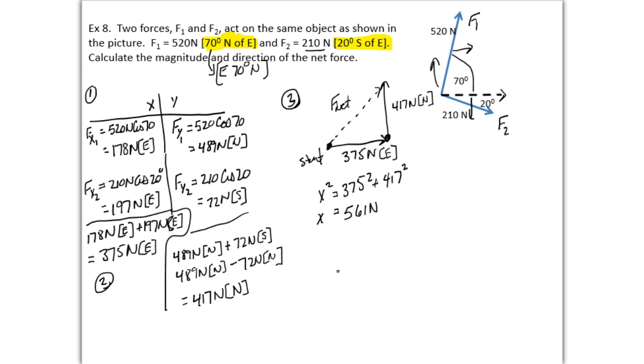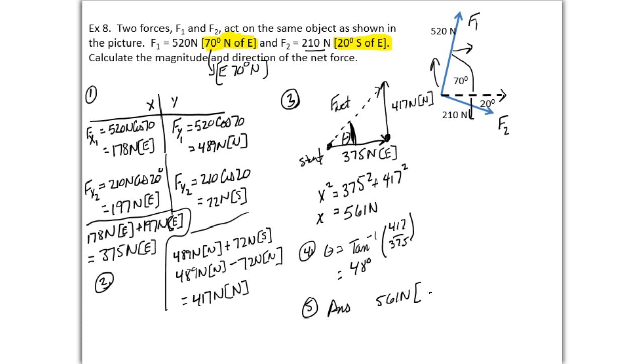So we need a direction. And the direction is always from your starting point here. So it's opposite over adjacent, which is tan. So opposite is 417 over 375. Degrees. So your answer, you have an overall force of 561 newtons. Now which direction is it going in? It's going east.